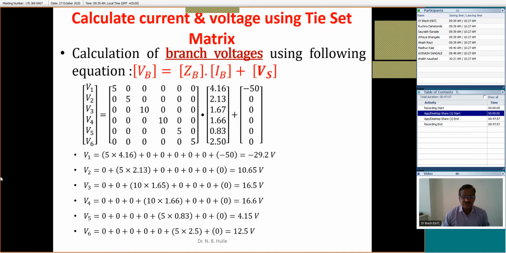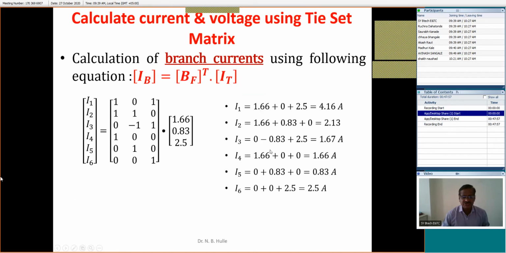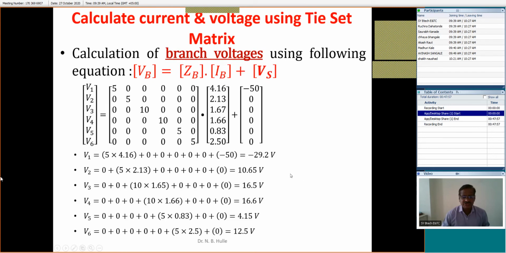The last step in this particular calculation is the calculation of the branch voltages, using the following equation: VB is equal to ZB into IB plus VS. This VB is a column matrix, V1, V2, V3, V4, V5, V6. ZB is the branch impedance matrix, which is this. IB is the branch current matrix, which we prepared in the last figure: 4.16, 2.13, 1.67, 1.66, 0.83, 2.5. Is it right? It means multiplication of these two plus or minus this value.